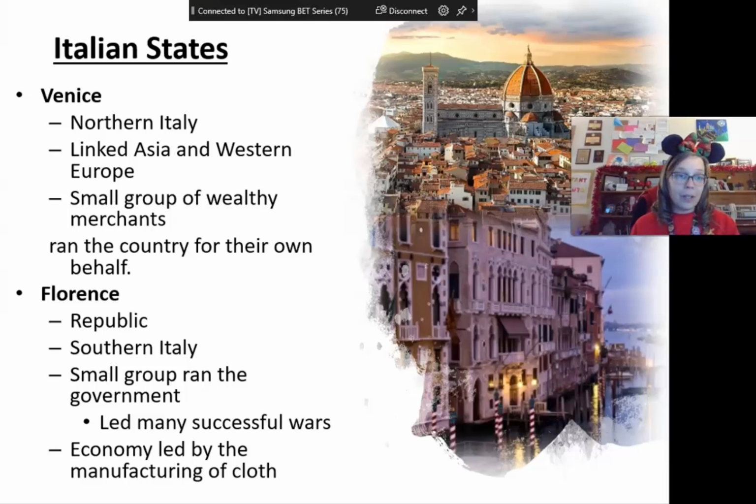And again, all these cities, one thing they all have in common is that they're economically booming. And so in Florence, their economy was mainly based on the manufacturing of cloth. And even today, if you visit Florence, you see a lot of that for sale, and that is still a big part of their economy.